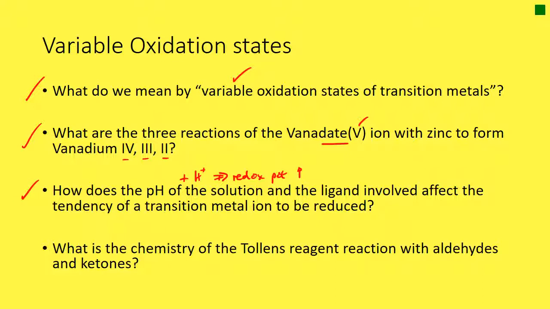And then lastly, we had a look at the Tollens reagent reaction and saw how silver 1+ ions were reduced back to silver atoms, giving you a silver mirror effect, which could happen with aldehydes, but not with ketones. So we looked at the chemistry behind that, and hopefully that was clear.